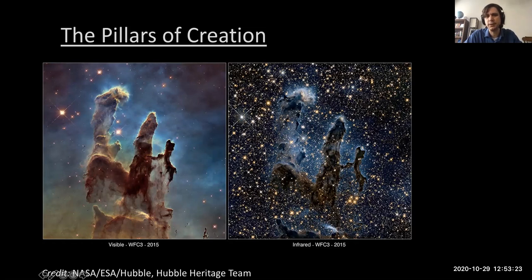So you can see up here where we can see starlight bleeding out. You can see some starlight bleeding out of this, the tip of this pillar as well, and it's very, very dense there. And you can see all the reddening of the stars as well.